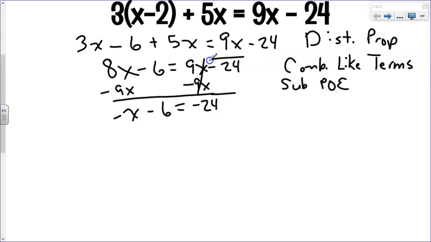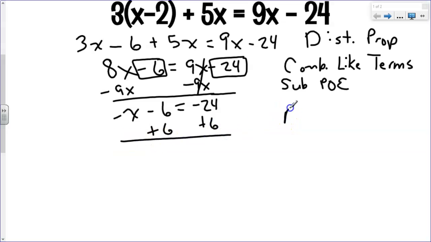Now, do you see how that negative is with the 24 and the minus is with the 6? That stays with that number. Okay, now we need to move this 6. So since it's a subtract 6, we do the opposite or inverse operation. So we're going to add 6 to both sides. So that would be our addition property.